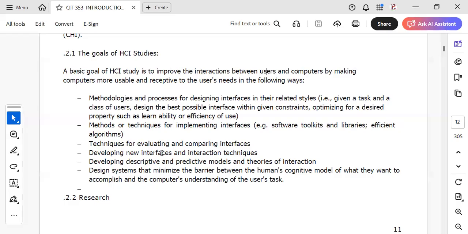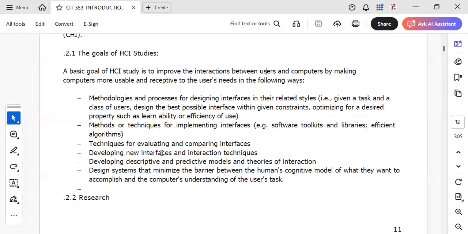First of all, the methodologies and processes for designing interfaces, or don't even cram anything, just say the first one is designing the interfaces. The next one is implementing the interfaces. We move to evaluating and comparing the interfaces. Then developing new interfaces and interaction techniques. Then we'll talk about the descriptive and predictive models. And finally, minimizing the barrier of the differences in the cognitive models.